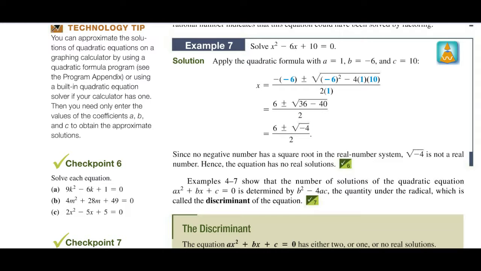Now, we kind of skip this, but just for some of you that might recall it from high school, this would eventually be written as 6 plus or minus 2i, to make this from a no solution to an imaginary number, all over 2. And you could write that separately like that. So that would be 3 plus or minus i is the solution for this equation.